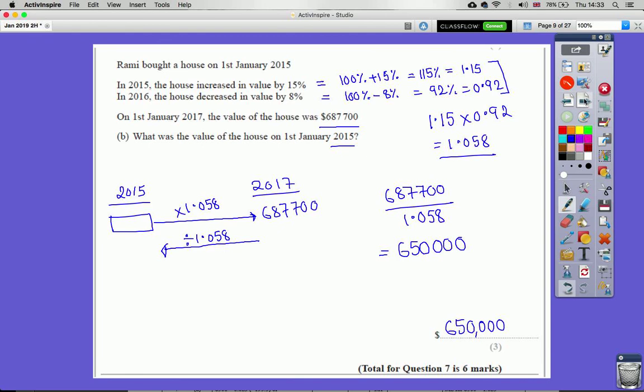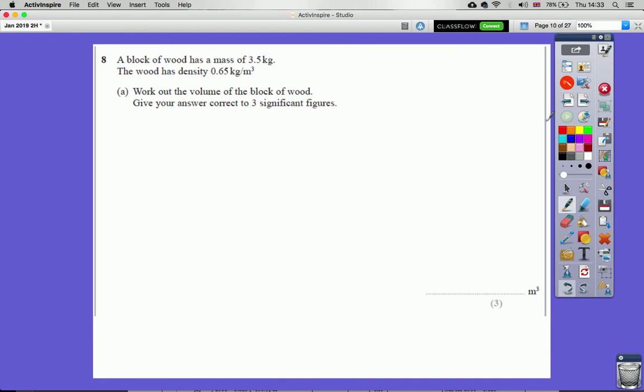Okay, now we move to question number 8. A block of wood has a mass of 3.5 kilograms. The wood has a density of 0.65 kilograms per meter cubed. Work out the volume of the block of wood.